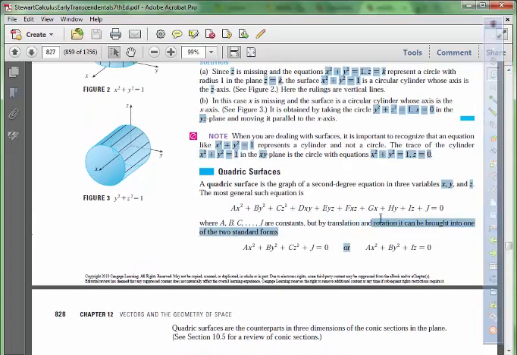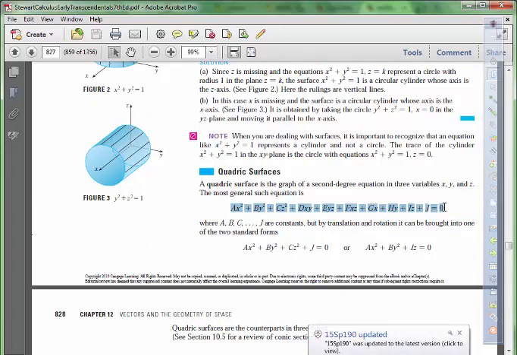So they define a quadric surface to be something complicated, and I don't want you to worry your pretty little head with that funky equation. So what we'll do is we'll break it up into the different, kind of like the conic sections, the different surfaces that we're going to study. All right, we'll start off with a sphere.